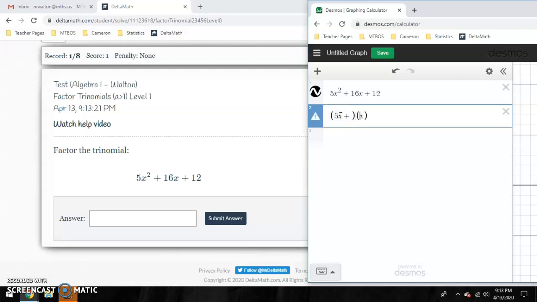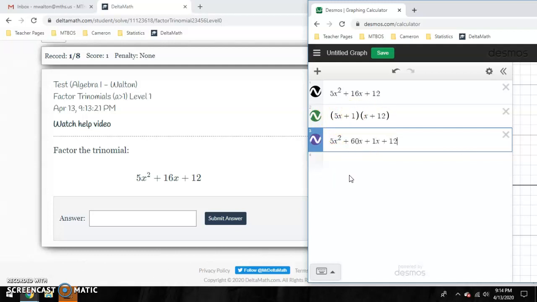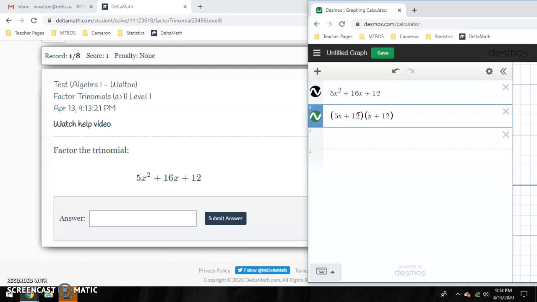All right, let's go ahead and look for some. First off, 12, numbers that multiply to 12. Well, I have 1 and 12. However, if I were to multiply this out, I have 5x squared plus 5 times 12 is going to be 60x. That's way too big. Yeah, that adds up to 61. That's not going to work out. Let's go ahead and look at it in a different order. Instead of 1 and 12, let's do 12 and 1.